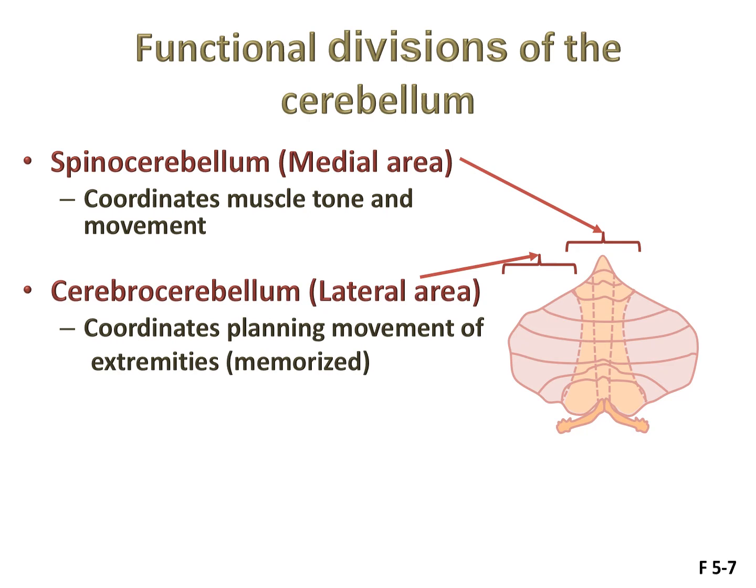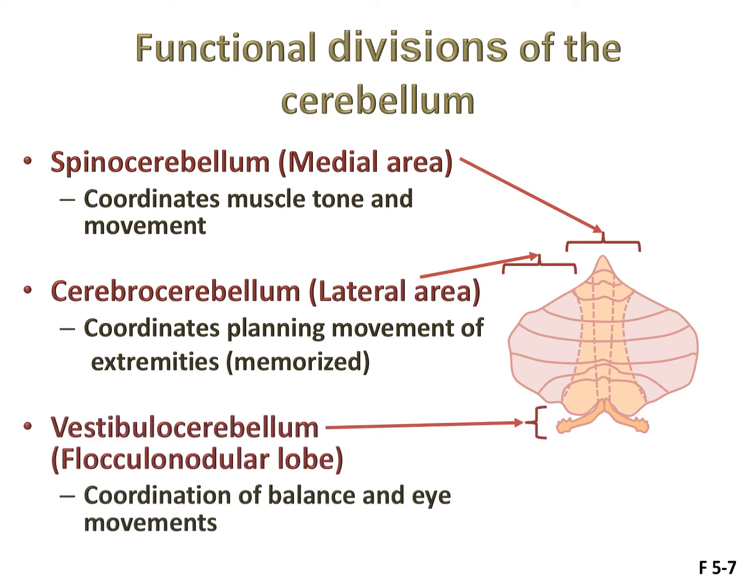The lateral area of the cerebellum is also called the cerebrocerebellum, and its role is to coordinate and to make sure that planned movements are executed properly. Also, sequences of movements that have been memorized are controlled and monitored by this area of the cerebellum. In humans, for example, playing the piano would be a good example of a memorized movement, and walking would be part of the planned movement.